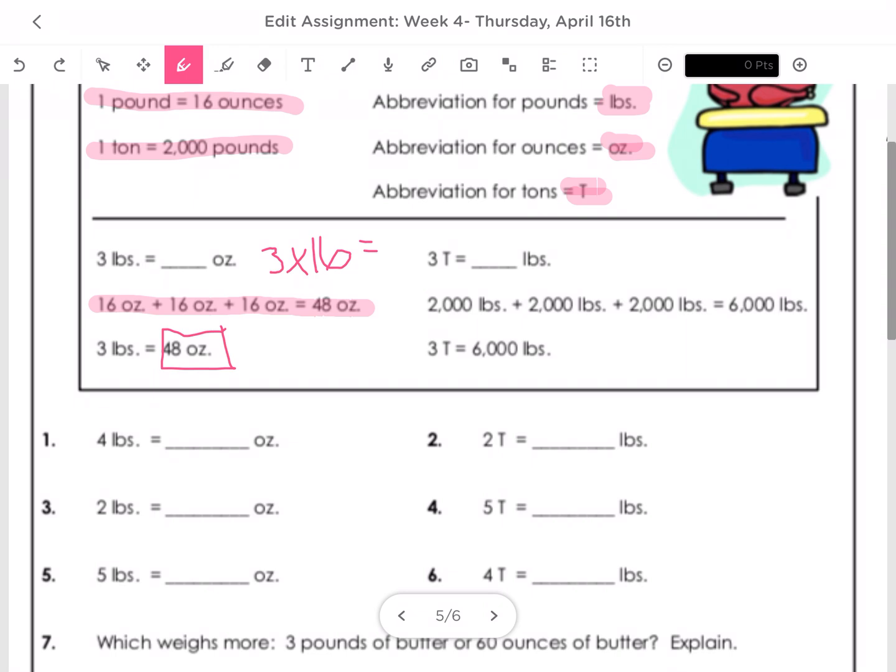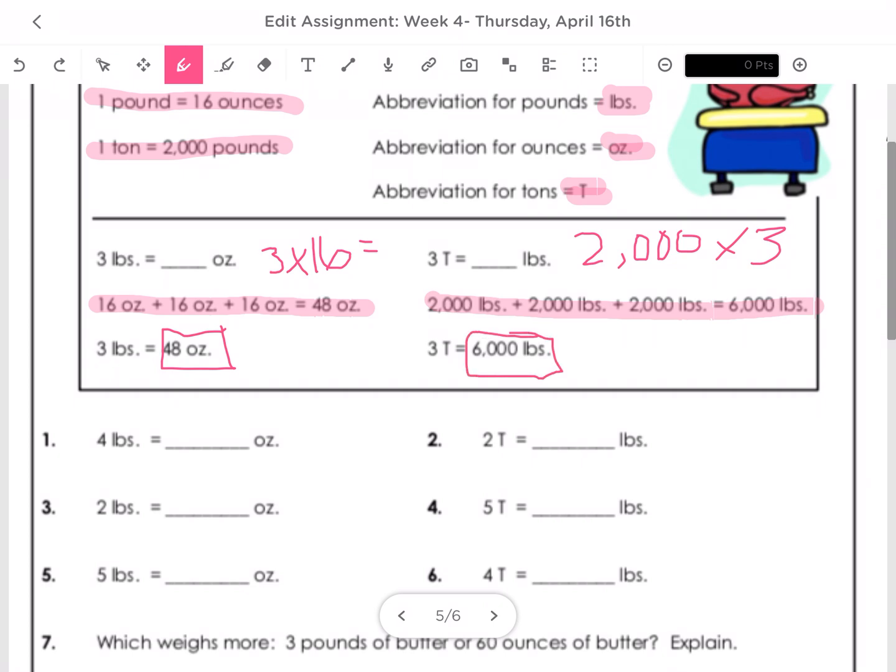You could do the repeated addition, or just the multiplication if that's easier and quicker. If you're going from tons to pounds, you're going to use that second conversion up here. If you have 2,000 pounds for every ton, you're going to do repeated addition of 2,000, so 3 times 2,000, to find your pounds. If you add up 2,000 plus 2,000 plus 2,000, you get that 3 tons equals 6,000 pounds. Again, you could have done 2,000 times 3, and you could just hide those zeros. You know that 2 times 3 is 6, and then you go back and add those 3 zeros. So you would still get 6,000.